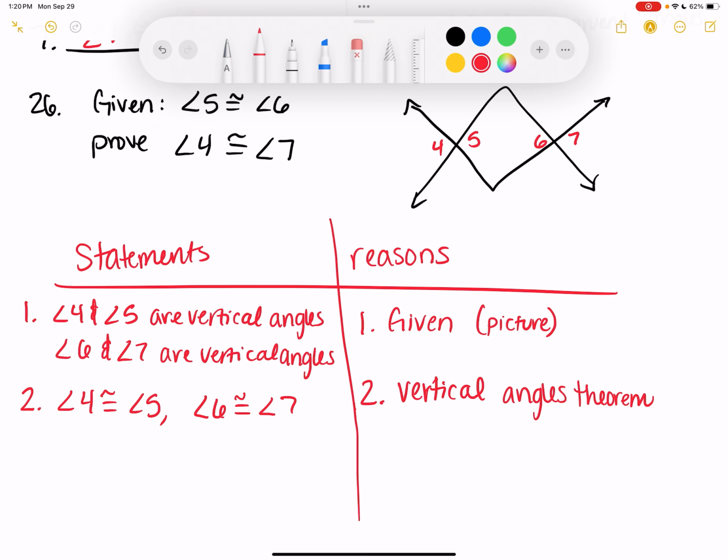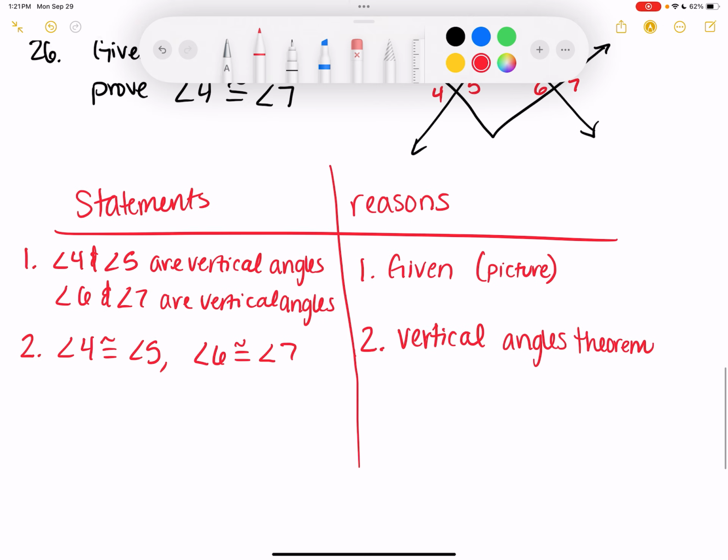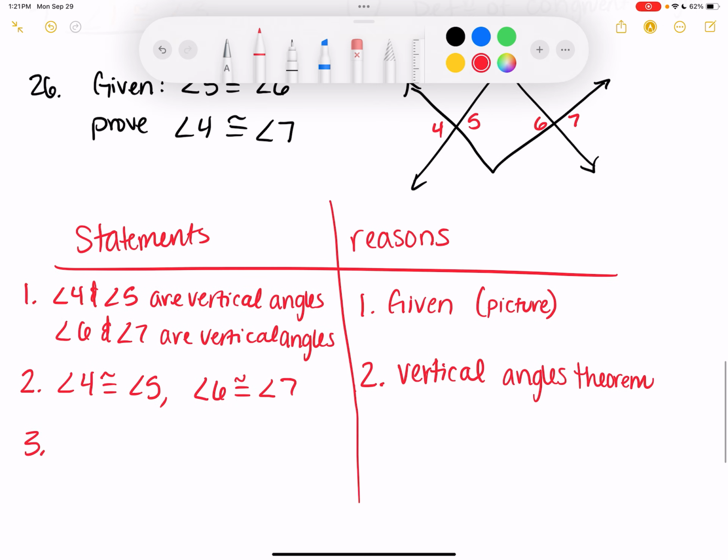So now at this point, I would go back to my given information and I would put this in. Angle 5 is congruent to angle 6. If you wrote it at the beginning as your step 1 or something like that, that's also totally fine. It's not going to change anything. It's just the sequence of where I'm putting it in the problem. So angle 5 is congruent to angle 6. That's also given.